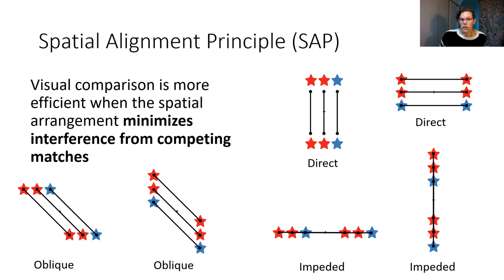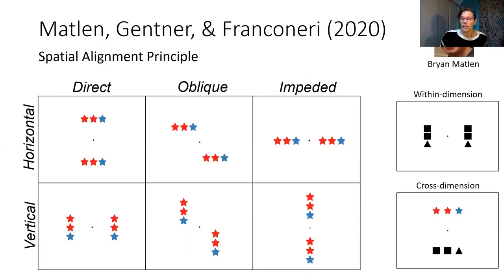So this is what the spatial alignment principle would predict: that we would be best in direct alignment, worst in impeded, and that oblique would be sort of intermediate to that, based on how much interference you're getting from the spatial arrangement of the items. And so these are the predictions that Matlen et al. tested in their 2020 paper.